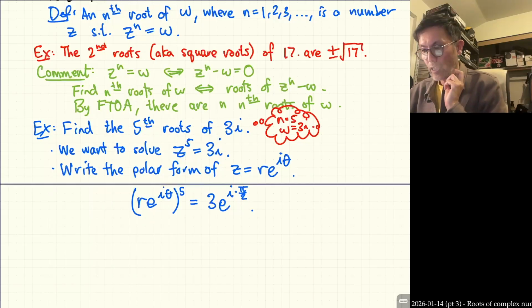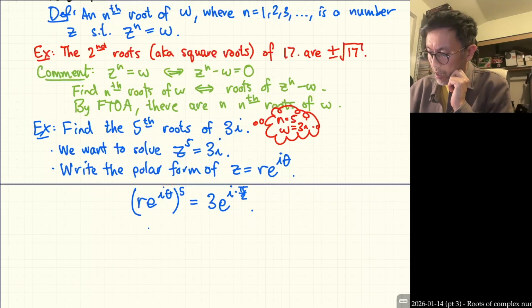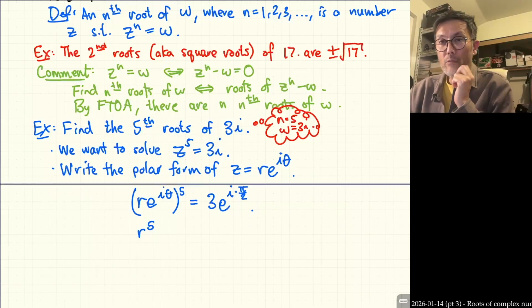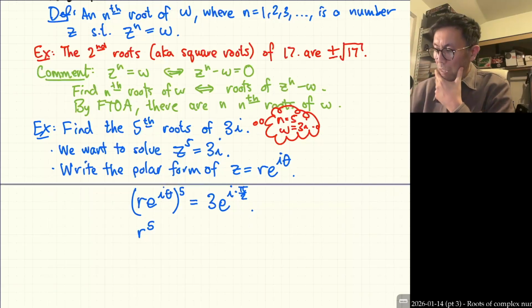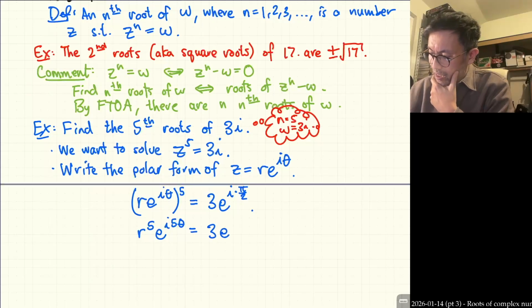Massaging the left-hand side a little bit more, I'm going to take r to the fifth power, so that's me raising this to the fifth power. And then I'm going to raise e to the i theta to the fifth power. But by rules of exponent, that just becomes e to the i times 5 theta. And this is 3e to the i pi over 2.